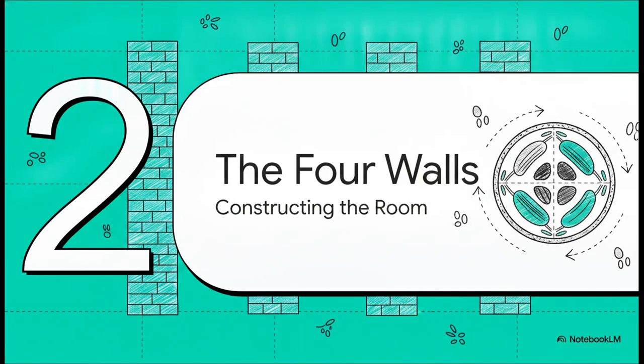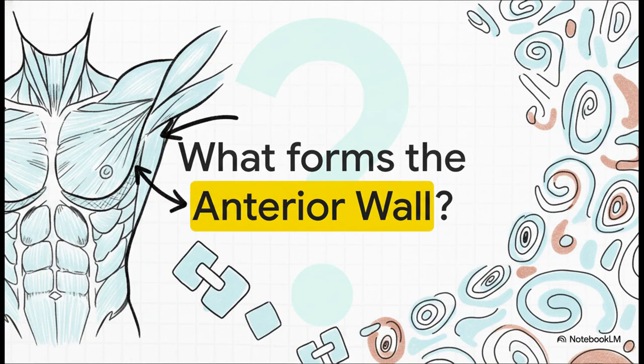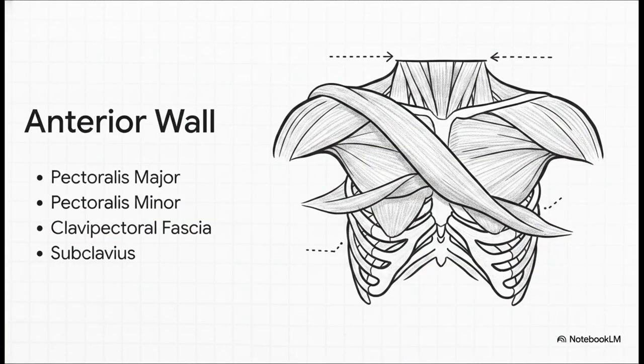Moving right along to section 2, the four walls. Now that we know the shape and the purpose, it's time to actually erect the four walls of our anatomical room. Let's start with the front, and I want you to actually do this with me right now. Reach over and physically grab the large chest muscle on the front of your armpit. Ask yourself, what are you holding? You guessed it, you are holding the pectoralis major muscle.